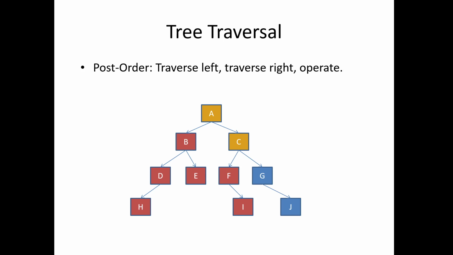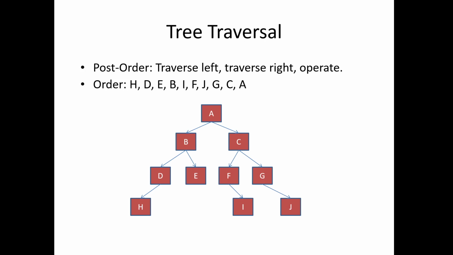We return back to C, but C tries its right. And G tries its left, there is none. It tries its right, J. Okay, J tries its left and right, there are none, so it operates and returns. G now is done, so it returns. C returns, A returns. So we see that backtracking very clearly. And again, in this one, our order will be H, D, E, B, I, F, J, G, C, A.